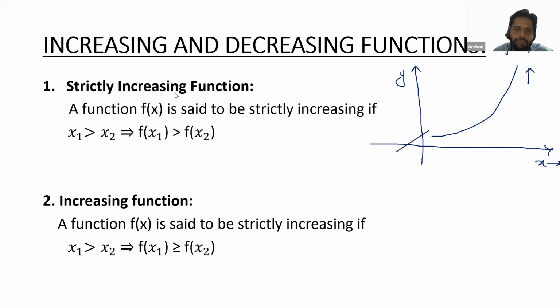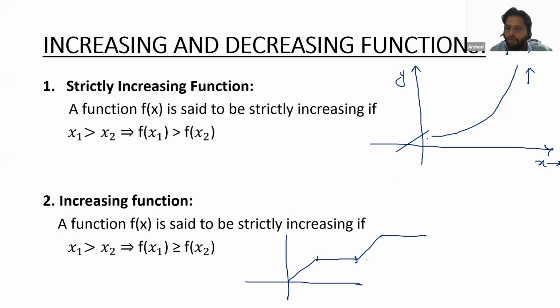Now next is the increasing function. What is an increasing function? Suppose you have a function like this. A function is increasing, then it becomes constant, then it again increases, then it becomes constant. Such a type of function is called an increasing function, which increases, but there are certain intervals in which the function becomes constant like this.